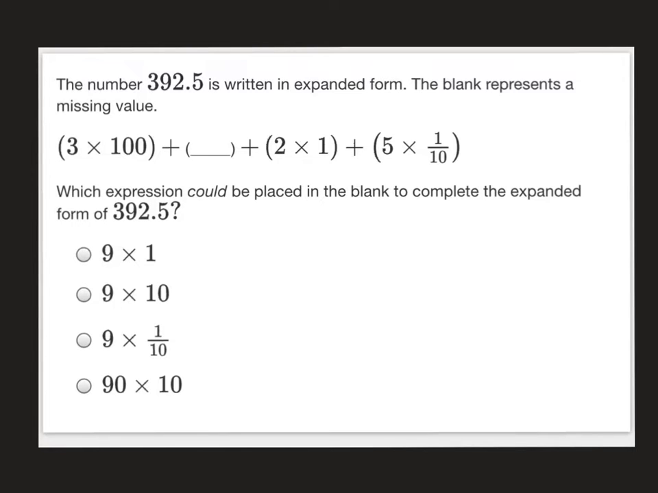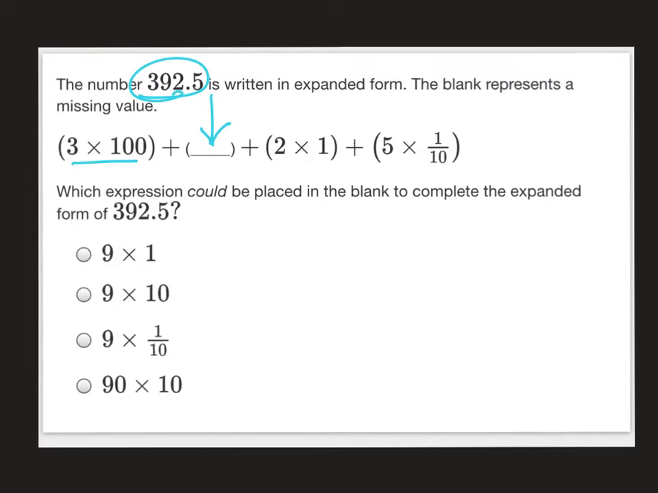So let's get started. All right, so this one says they're giving you the number 392.5. They say it's written in expanded form, and the blank represents the missing value. They're wanting you to figure out, based on place value and looking at the expanded form, what could go in this blank right here. So if they have this number and they're telling you this one is representing 3 times 100, so that's the 300.